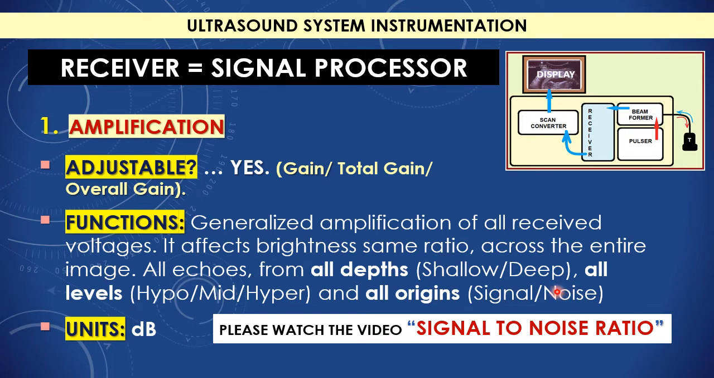Again, it has a control called the gain, or the total gain, or the overall gain. What are the units of magnification? They are known as decibels. Please go back to the video on signal to noise ratio to know something about the signal to noise ratio.